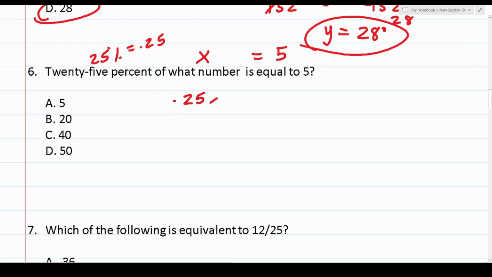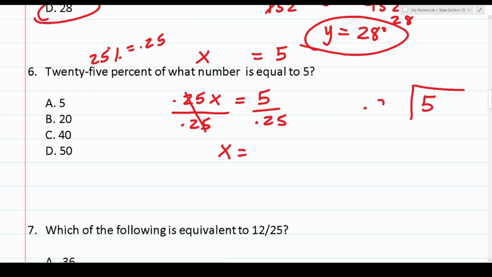So this says 0.25 of what number x equals 5. Okay? And just like that, we converted this to an algebraic expression that we can now use to solve for x. To get x by itself, let's divide both sides by 0.25. This crosses out, leaving you with x equals, as we can see, 5 divided by 0.25.